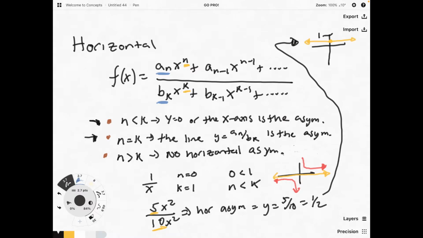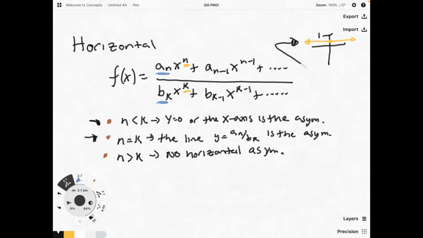All right, looking at our last rule, we have if n is greater than k. Say we have 5x to the 5th divided by 5x to the 3rd. In this case, we have n, which is equal to 5, and k, which is equal to 3. In this case, n is greater than k, and what this tells us is that there is no horizontal asymptote.